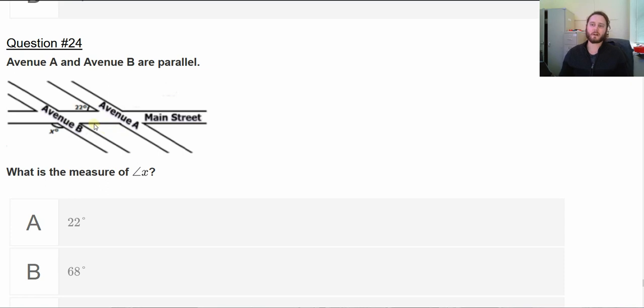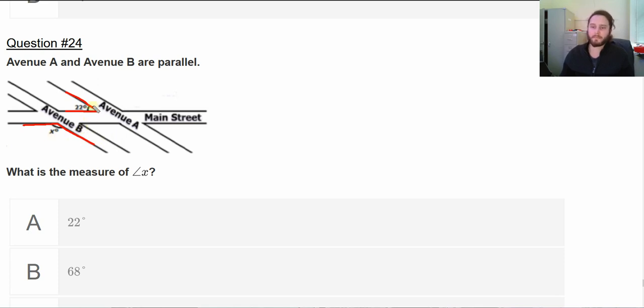And on to the last couple of problems, angle problems. What is the measurement of angle x? And they tell us that this angle right over here is 22 degrees, and it shows us this supplementary angle over here is going to be x.